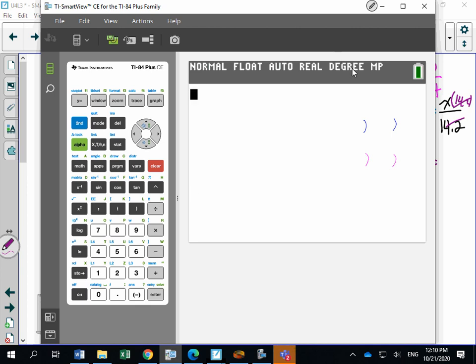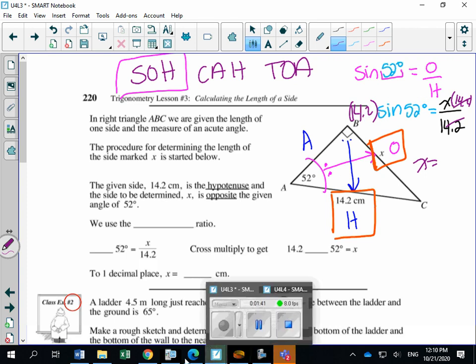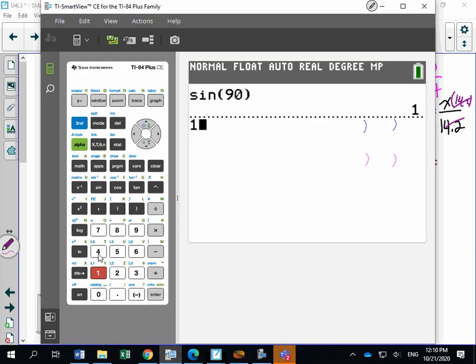So make sure you're in degree mode. Let's actually check on our calculators. Type in the sine of 90 first of all. So the sine of 90 degrees, what number should come out? 1. Okay, so now I'm going to type in 14.2 times the sine of 52. Here's how you could do it on your calculators. 14.2, you could hit times, or you could just put sine right next to it. But 14.2 times the sine of 52 degrees.